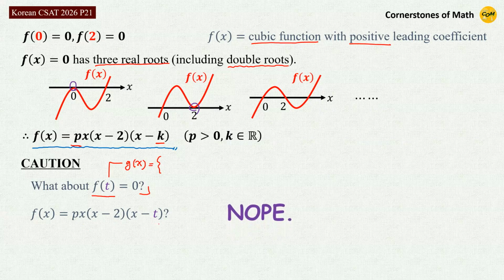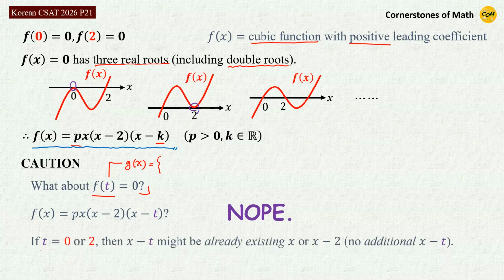Well, not really. Nope. The problem arises when t is either 0 or 2. In those cases, the factor x minus t might be the already existing factor x or x minus 2. That is, there is no additional factor x minus t like this expression suggests. Therefore, this is still the furthest we can narrow down to.